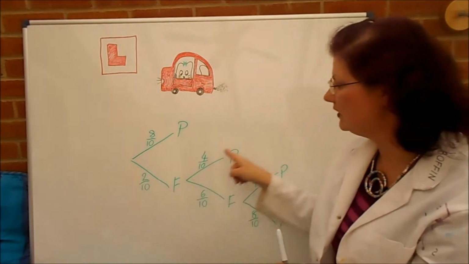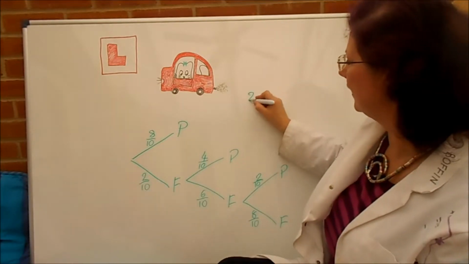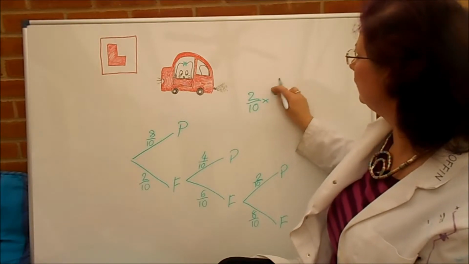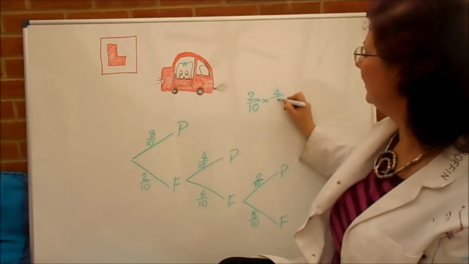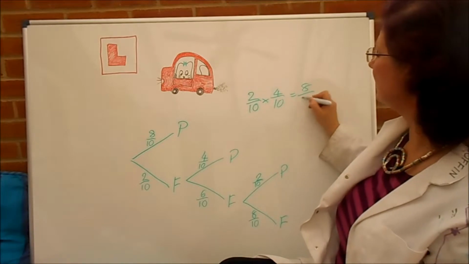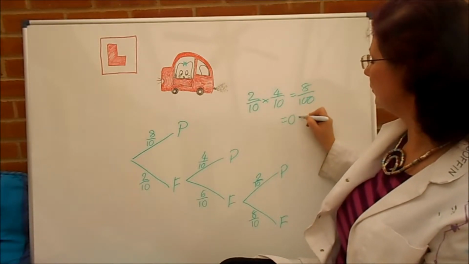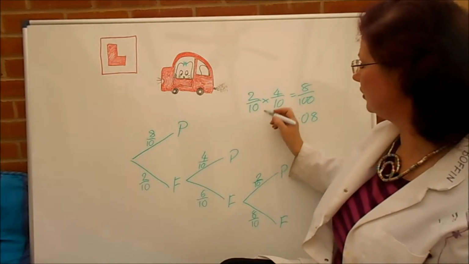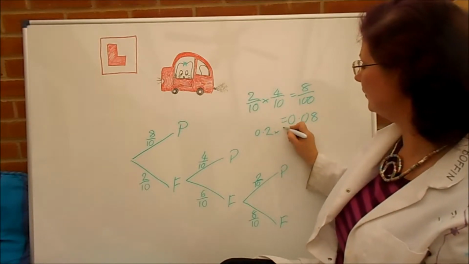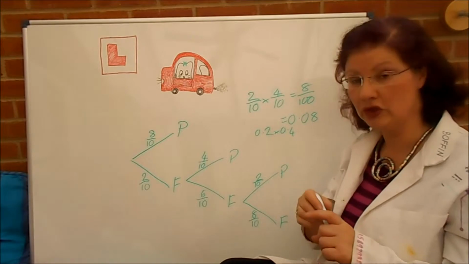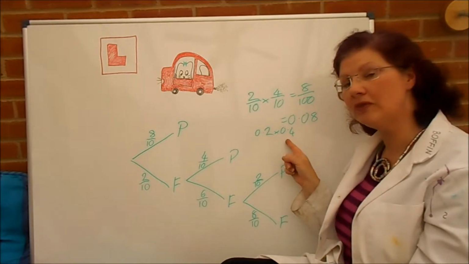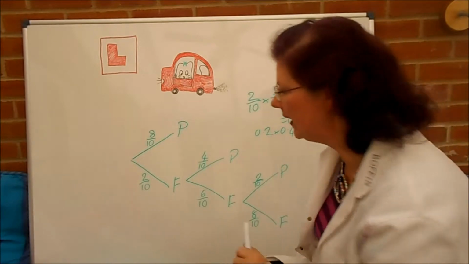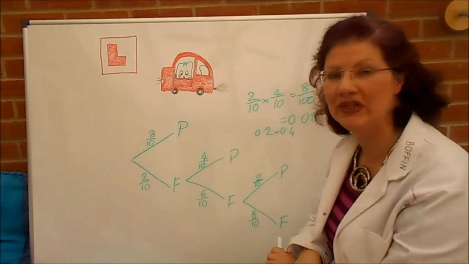So we need a 2 out of 10 times a 4 out of 10. I'm going to do that as fractions, you could do it as decimals. A 2 out of 10 times a, oops, that's not a 2, that's a 4 out of 10 equals an 8 out of 100, which is 0.08. Okay, if you did that as decimals, then 2 out of 10, you've got a 0.2 times a 0.4, which is a 0.08. Please note, 0.2 times 0.4, 0.08. Don't forget the extra 0 in there. Okay, so part B, 0.08.